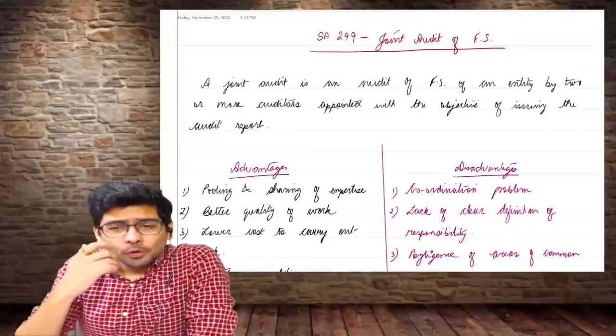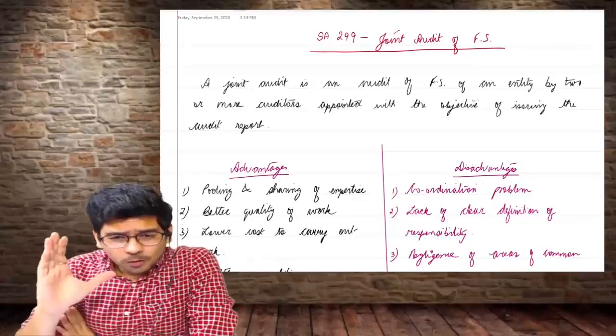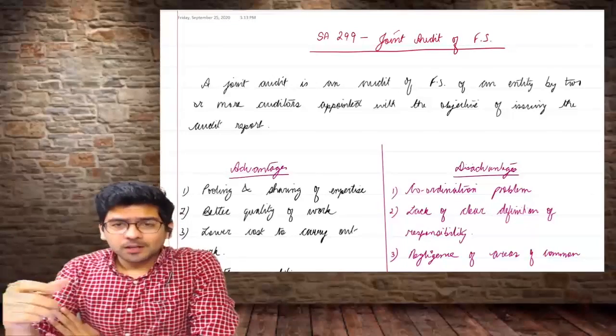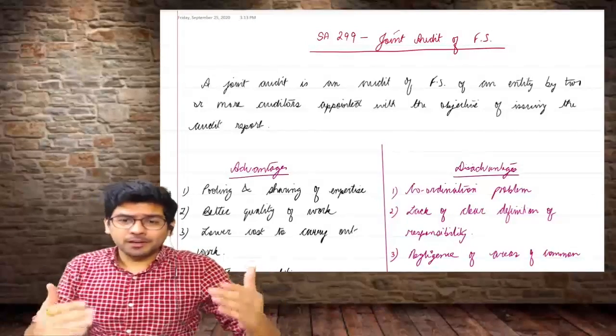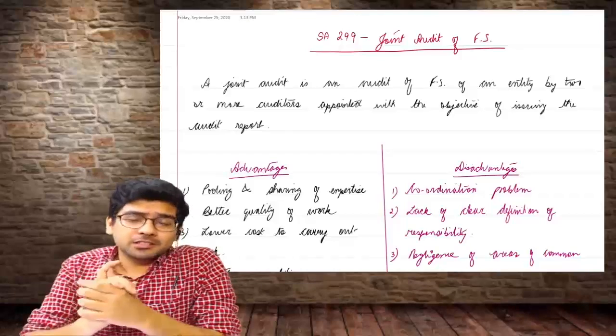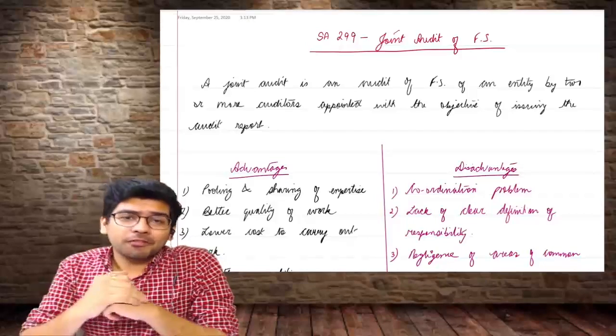Alright, so we are going to cover one more standard here, a very small standard, SA 299. This is not given in your printed material, so we are just going to cover it from here. Joint audit of financial statements.